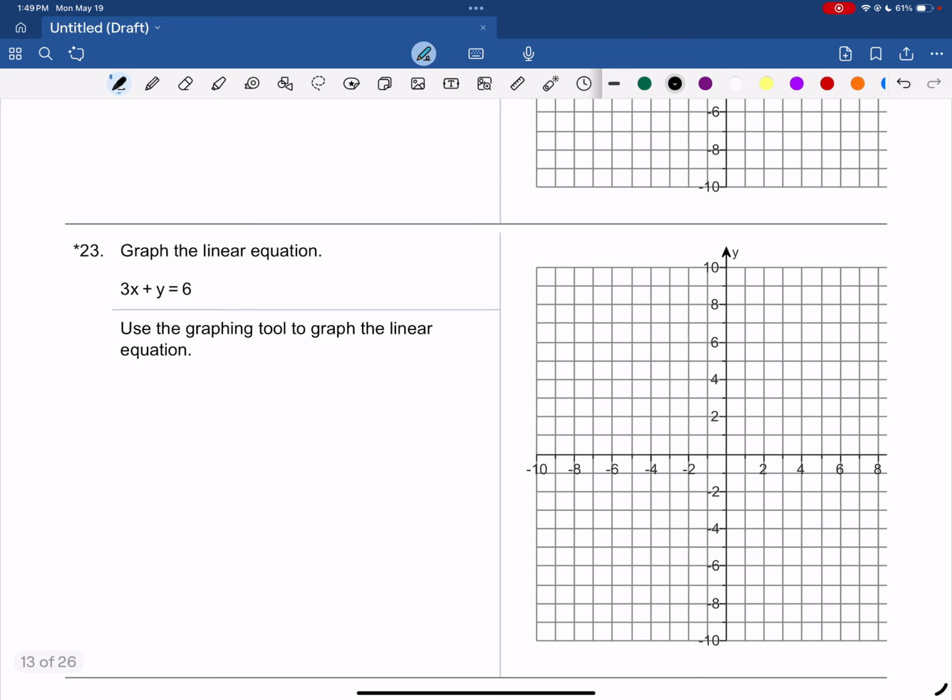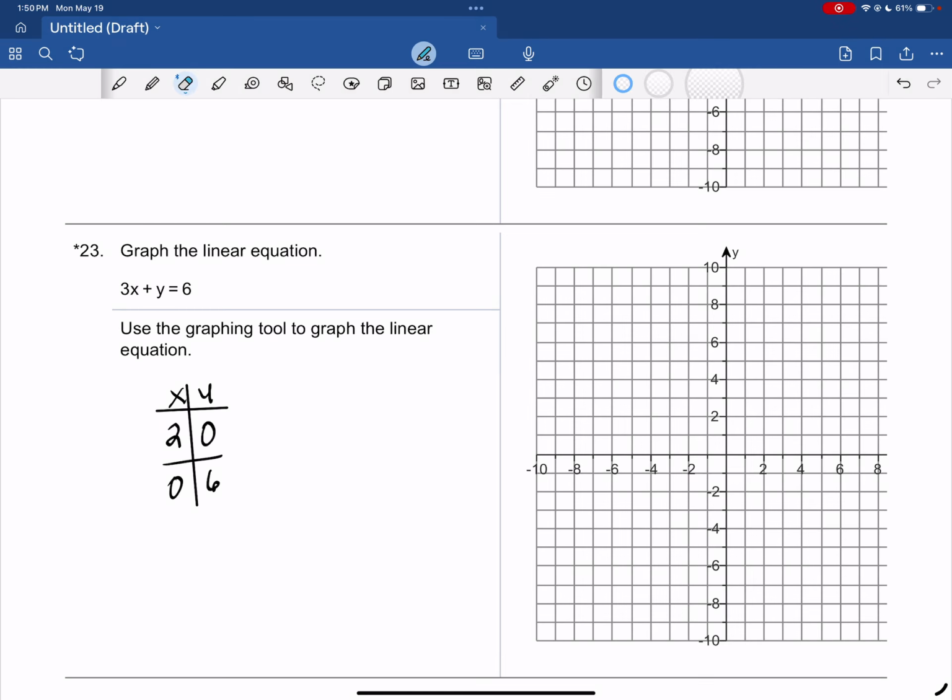Graph the linear equation 3x plus y equals 6. Well, this is also in the standard form. So again, my easiest thing to do here is to let y be 0 and let x be 0. So if y is 0, x is going to have to be 2, because 3 times 2 is 6. And if x is 0, y is going to have to be 6.